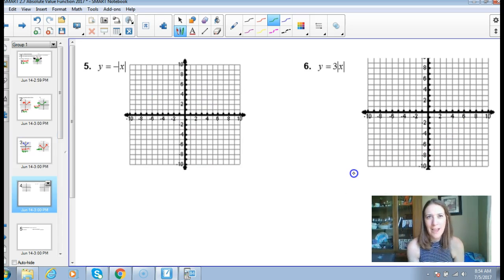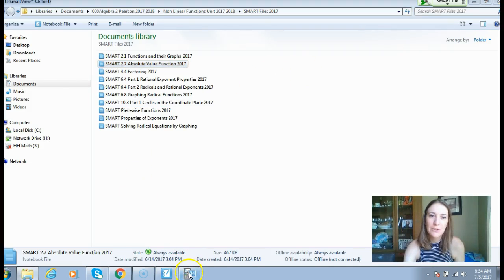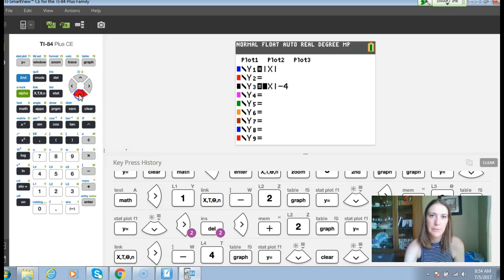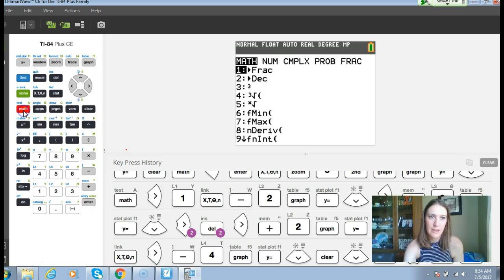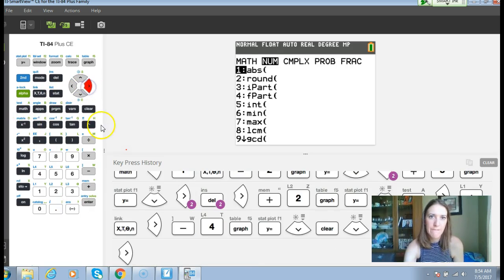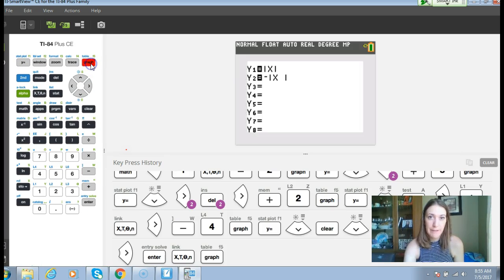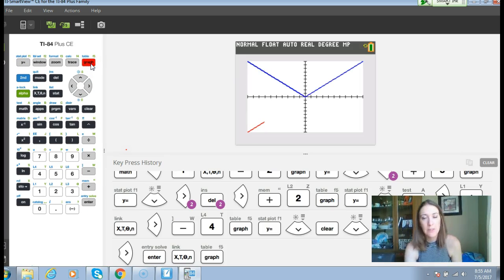What happens when you throw a negative in front? I wonder. Let's find out. So grabbing our graphing calculator, just going to clear out y2 and y3. Throw a negative in front, then pull up the absolute value bar feature. Okay, graph. There's the original. There is a new one.